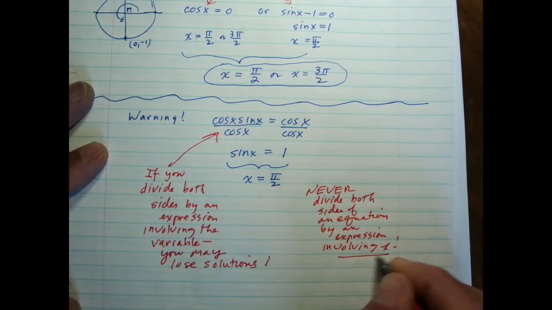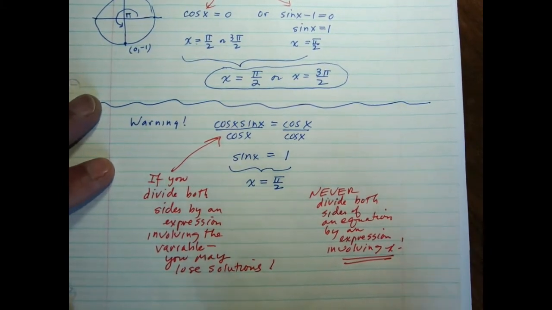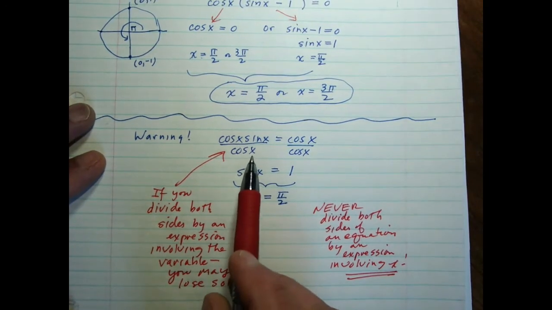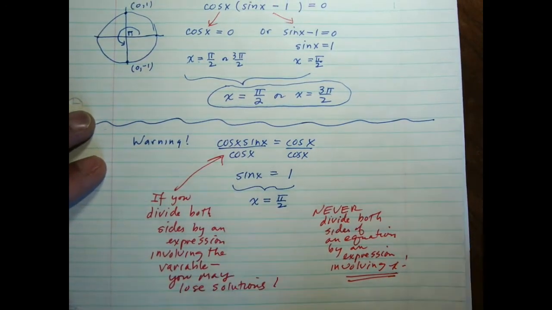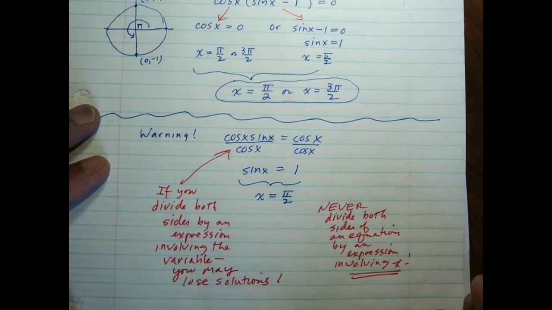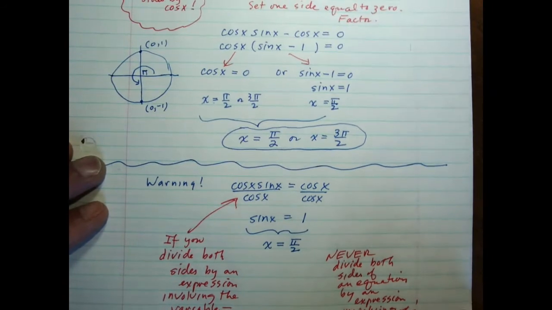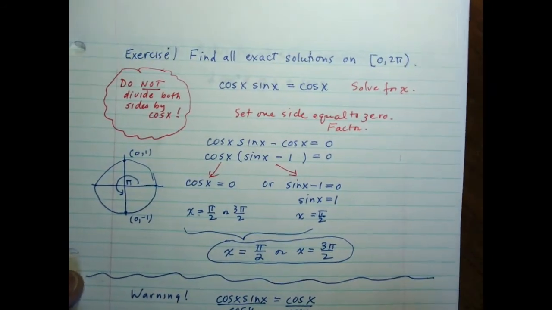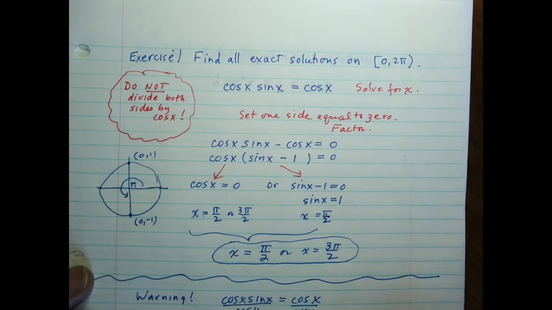That's just almost always going to lead to trouble. Seems like a good idea, but you're throwing away solutions. You're throwing away solutions where that quantity you're dividing by might be equal to 0. Okay. All right. So that's what we want to remember, is what's up there. And there were 2 solutions to that equation.